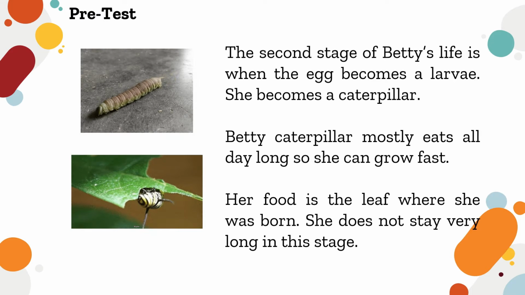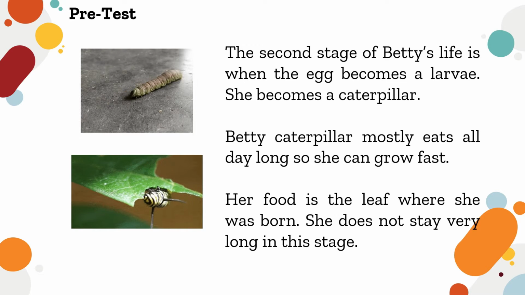The second stage of Betty's life is when the egg becomes a larva. She becomes a caterpillar. Betty Caterpillar mostly eats all day long so she can grow fast. Her food is the leaf where she was born. She does not stay very long in this stage.